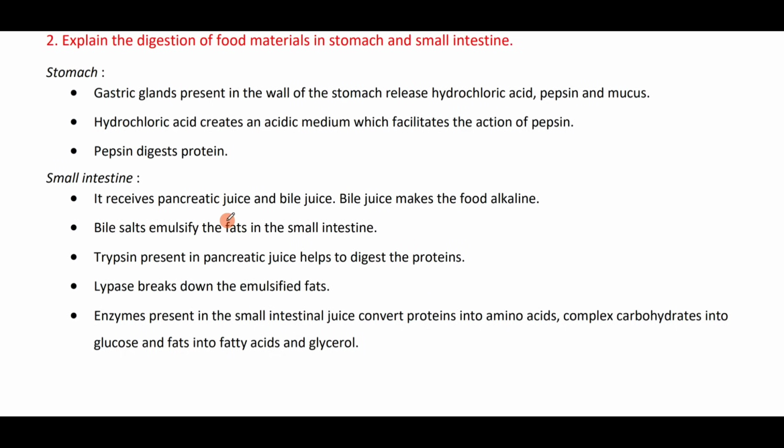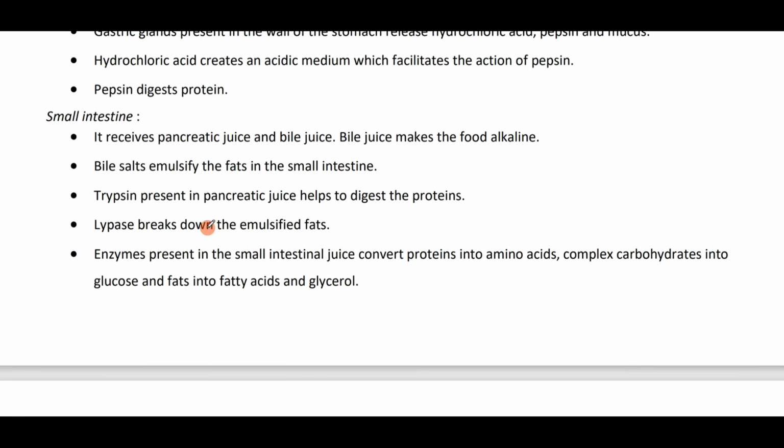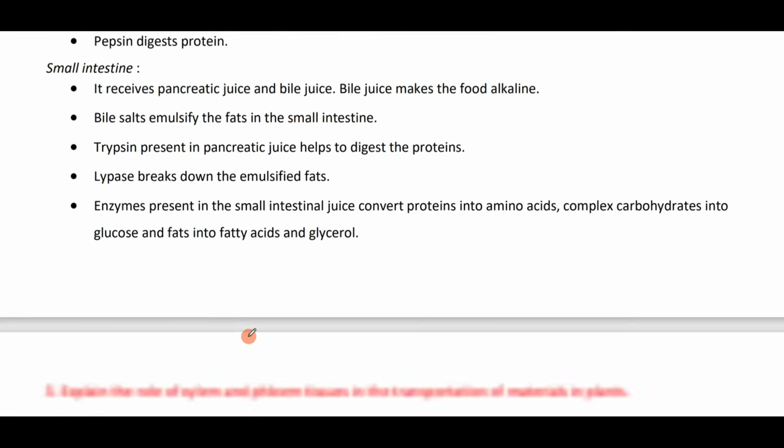The small intestine receives pancreatic juice and bile juice. Bile juice makes the food alkaline. Bile salts help in the emulsification of fat in the small intestine. Trypsin present in the pancreatic juice helps to digest proteins. Lipase breaks down the emulsified fat. Enzymes present in the intestinal juice convert proteins into amino acids, complex carbohydrates into glucose, and fats into fatty acids and glycerol.